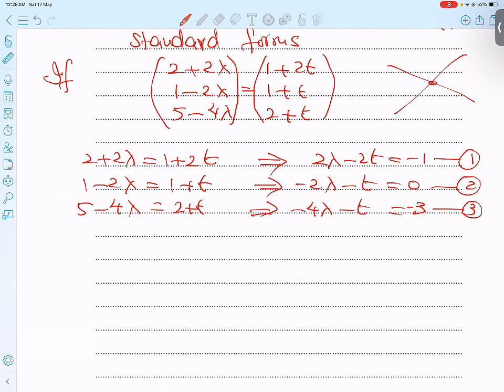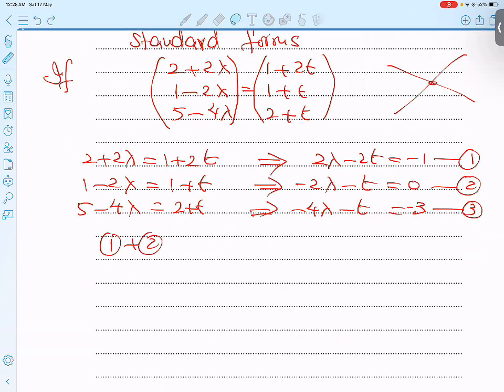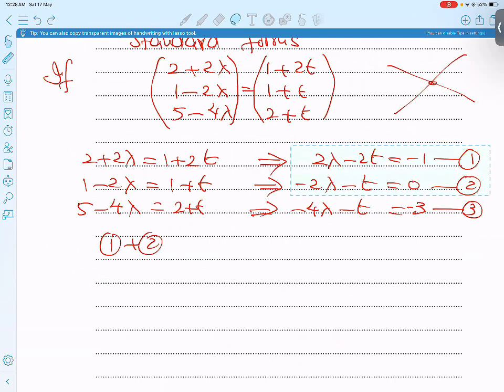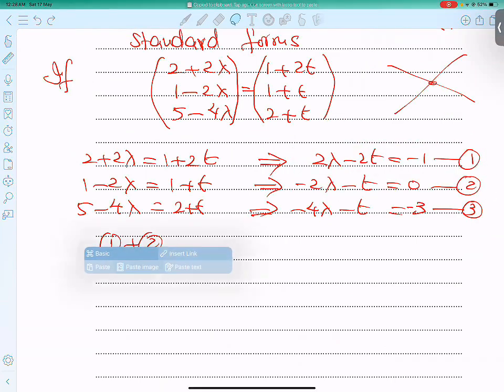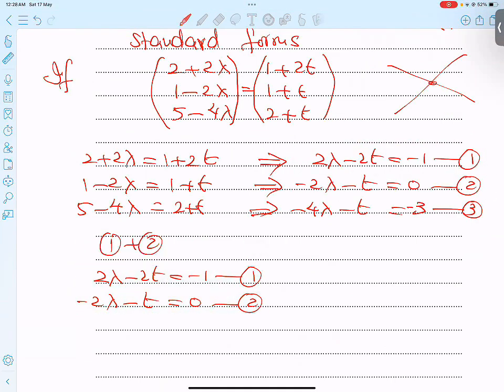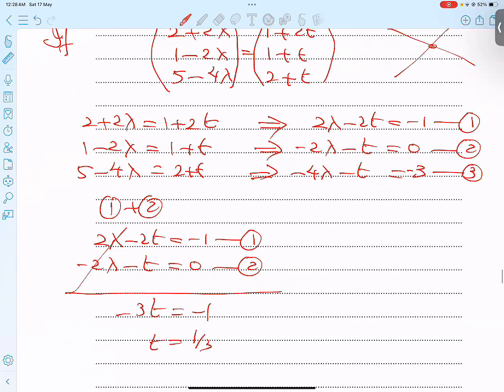I think I use 1 and 2 to cancel easily. So I'm using 1 plus 2. If I use them, students, I think I save my time. I copy the top 2 equations and paste below and I'm trying to solve them. This cancels out, negative 3t is equal to negative 1, and t becomes 1 by 3.